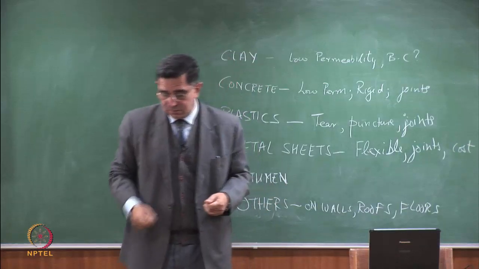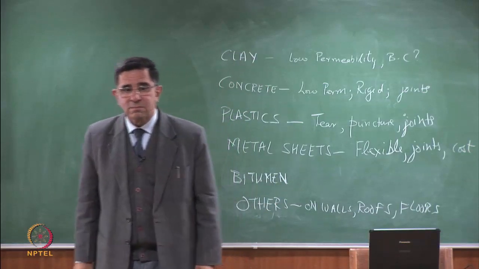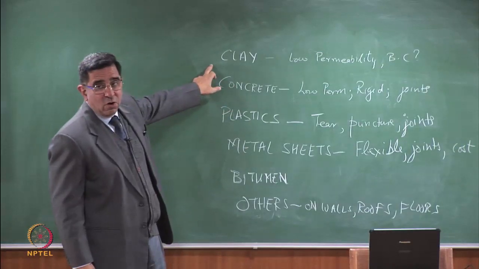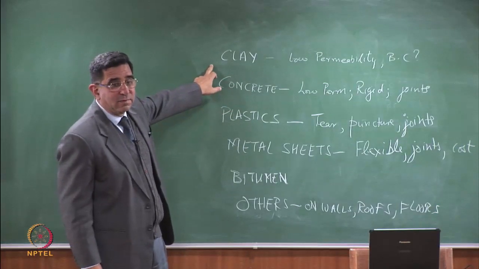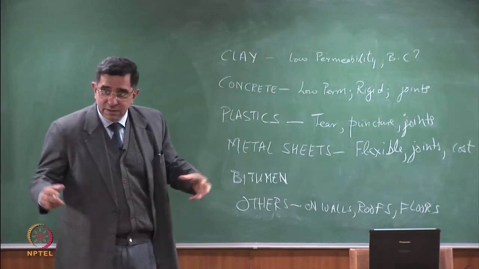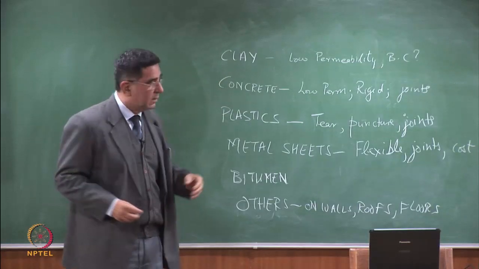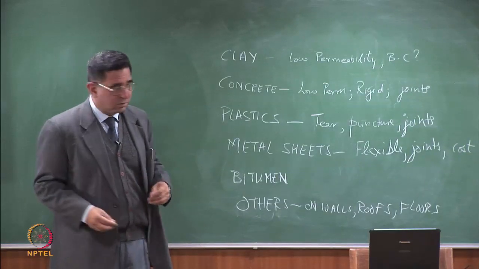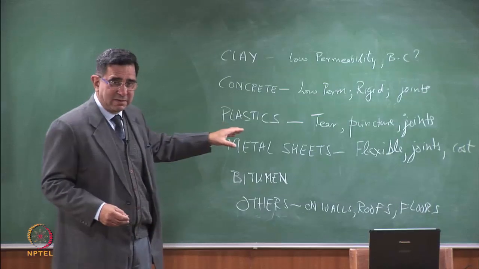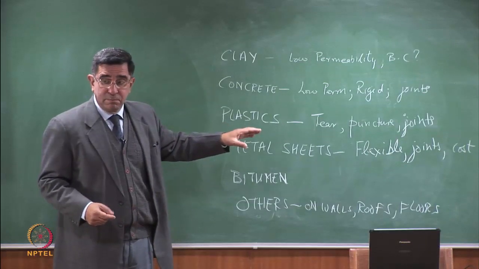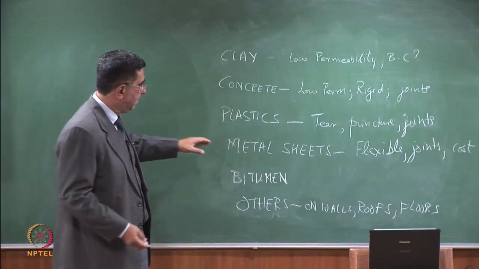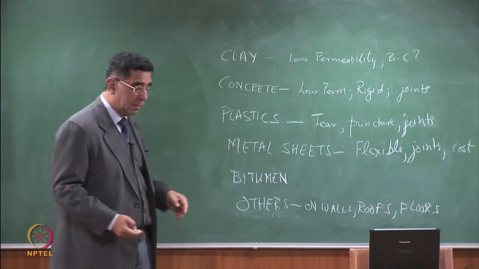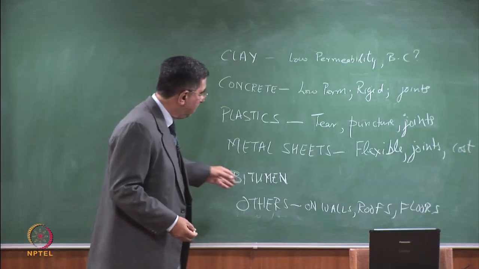Bitumen, wonderful material. Clay is prefabricated or on site? Yeah, it comes from a borrow area, but it is spread on site and compacted on site. Concrete is prefabricated or in situ? In situ construction. Plastics, prefabricated, they come from a factory. Metal sheets, prefabricated, they come from a factory.